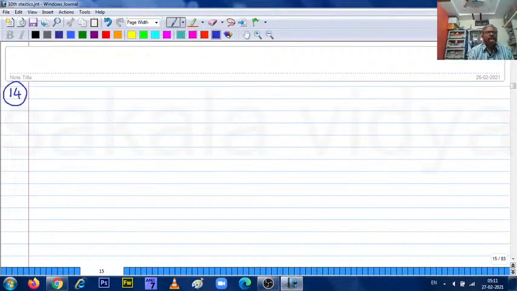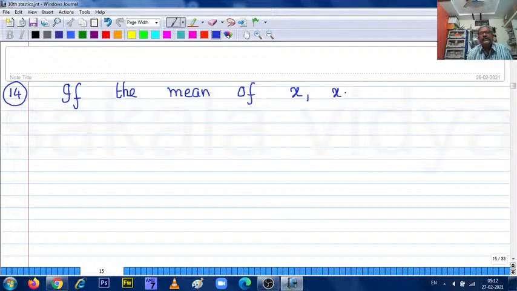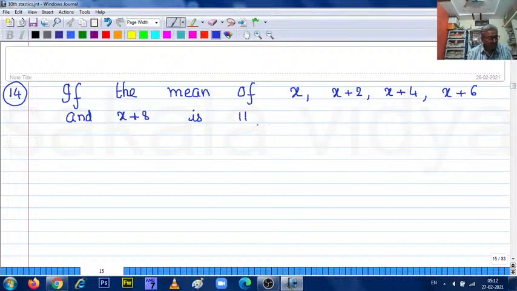Now the 14th question. If the mean of x, x plus 2, x plus 4, x plus 6 and x plus 8 is 11, then find the value of x.